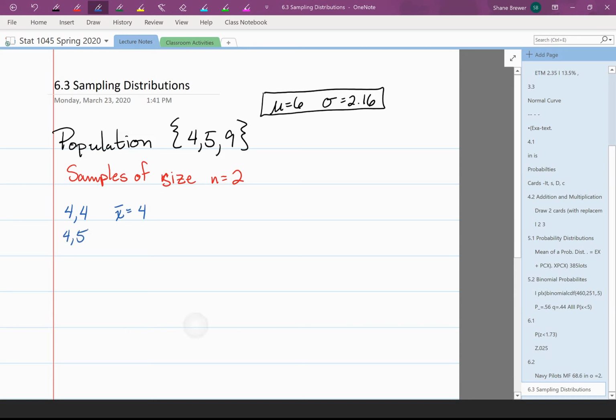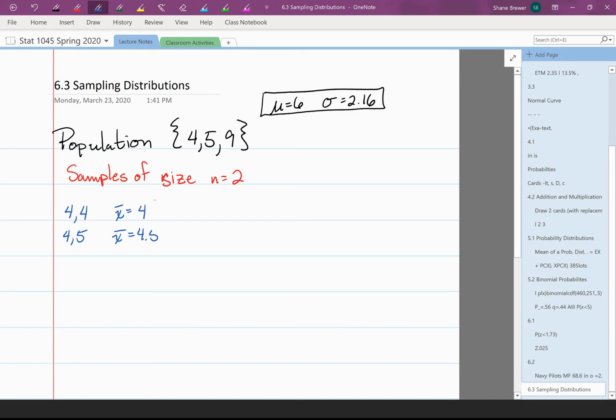4, 5, we could get 4, 5. The mean there is 4.5. Right? So maybe one day we took a sample of size 2 and we got the 4, 4, and then the next day we came along and took another sample and we got a 4, 5. And each day we calculated the mean of that sample, and it turned out the mean was 4 in the first case and 4.5 in the second case.